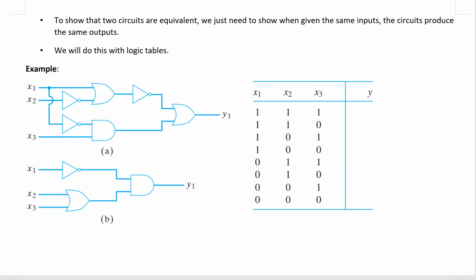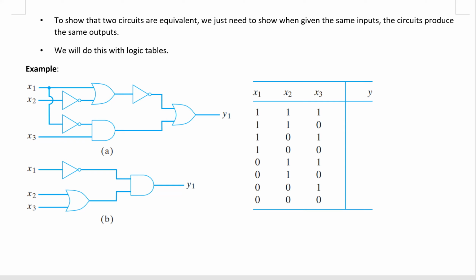Alright, to show that two circuits are equivalent, we just need to show that when given the same input, the circuits produce the same outputs. Okay, and we can do this with the logic table. Alright, here we have more examples.